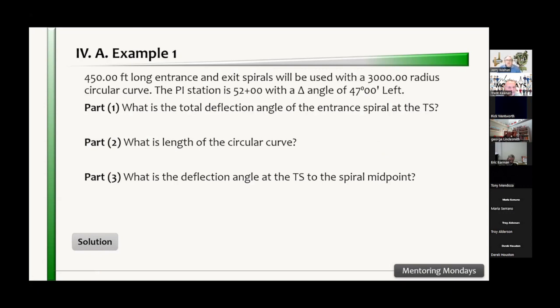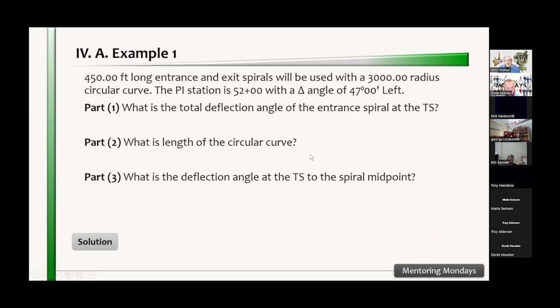Okay. So you have 450-foot long entrance and exit spirals that will be used with a 3,000-foot radius circular curve. The PI station is 52+00 with a delta angle of 47 degrees left. What is the total deflection angle of the entrance spiral at the TS? What is the length of the circular curve? And what is the deflection angle at the TS to the spiral midpoint?